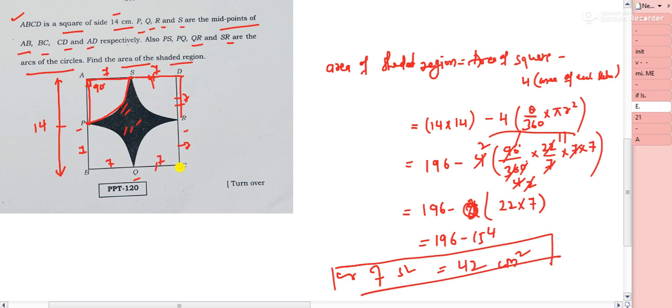Okay. One more method was, see, if you combined all these four circles, what will it become? A part of the circle, it will become a complete circle, right? So even that you can write area of square minus area of a single circle, you'll get the same answer, okay? But you have to show it. I hope it is clear.